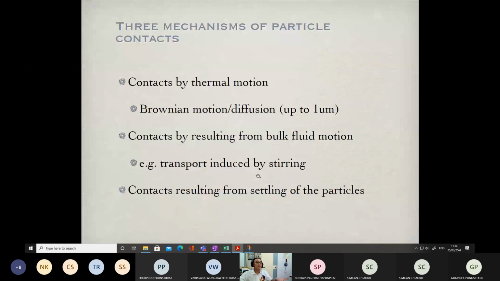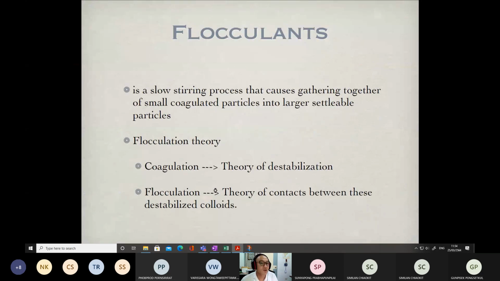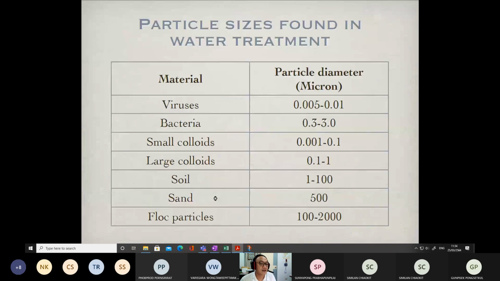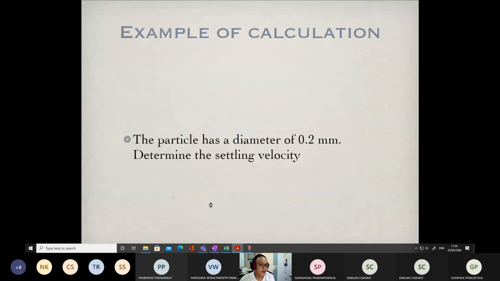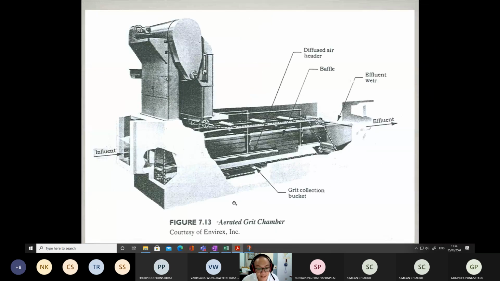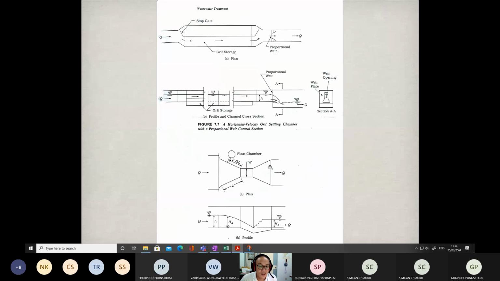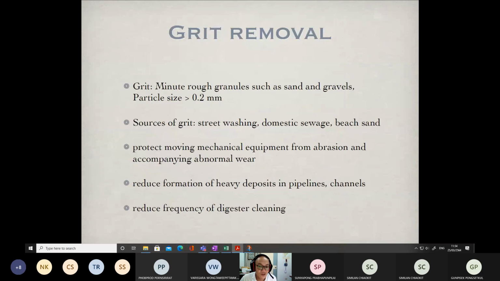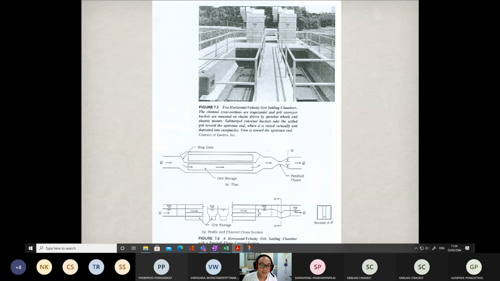Okay, so we have 4 types of settling. In the grit chamber, only type 1 occurs. Okay, so this is a photograph of the grit chamber. Basically, it's just a rectangular chamber.